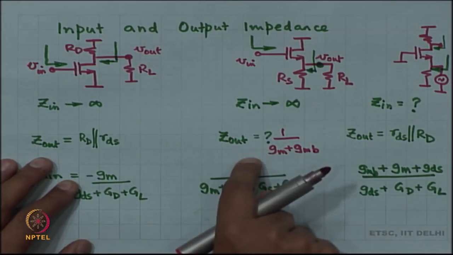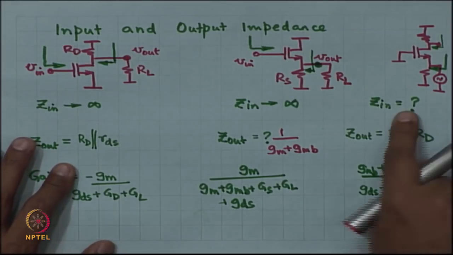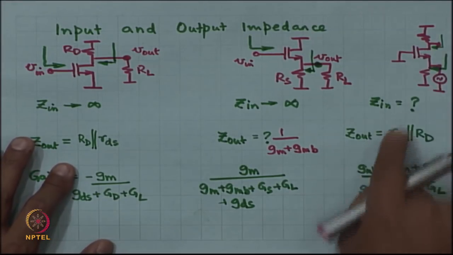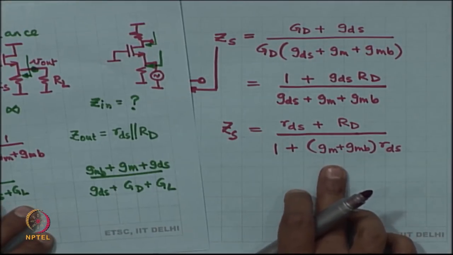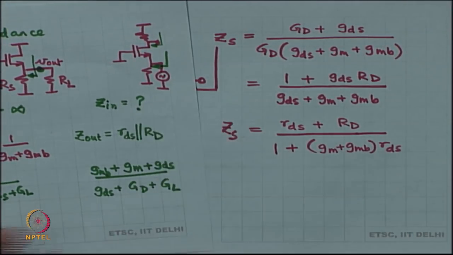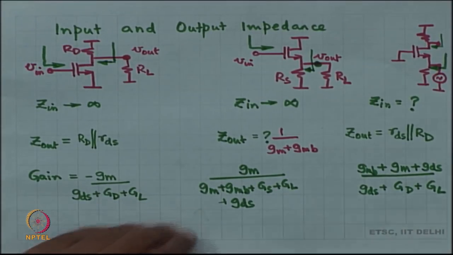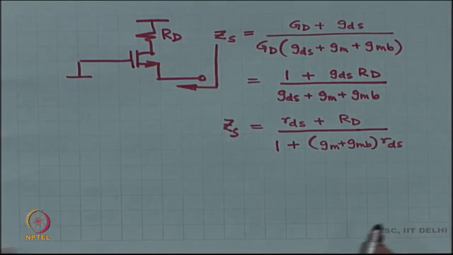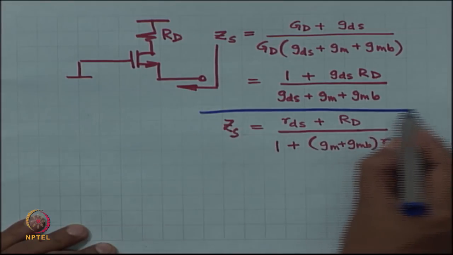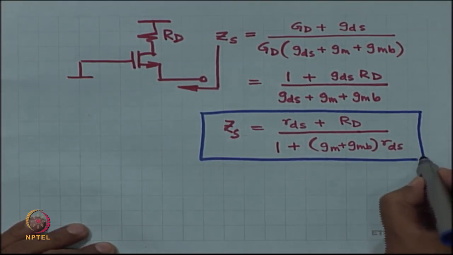So, this impedance is approximately 1 by GM plus GMB. This impedance has to be worked out, right. I mean it is this complicated expression, right. I do not have space to write it over there, but nevertheless that is what it is. All right. Now, this happens to be a formula that needs to be memorized. This is important.